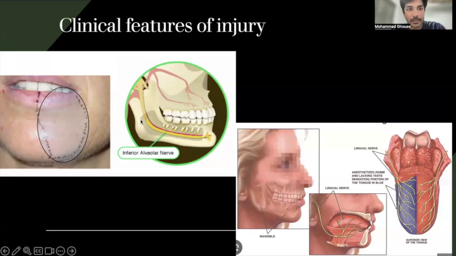Whereas in cases of lingual nerve injury, we see that there is ipsilateral loss of sensation. There can also be dysesthesia, that is painful sensation, and one more very classical feature is loss or altered taste sensation in the anterior two-thirds of the tongue. As I mentioned in the earlier slides, taste sensation to the anterior two-thirds of the tongue is carried by the lingual nerve, by the chorda tympani.